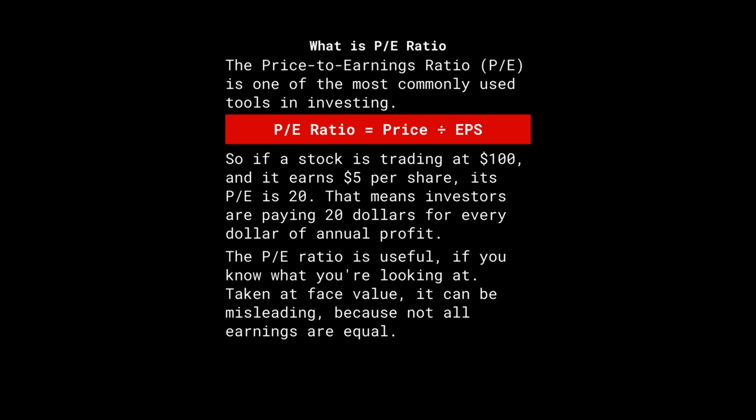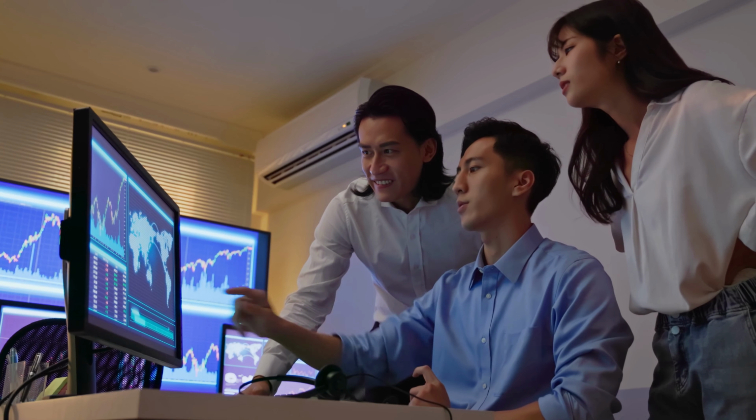The formula? Super basic. Just take the stock price and divide it by the earnings per share. So, if a stock is trading at $100 and it earns $5 per share, its PE is 20. That means investors are paying $20 for every dollar of annual profit.